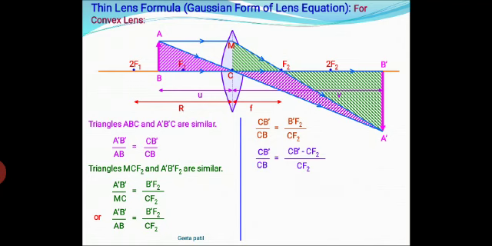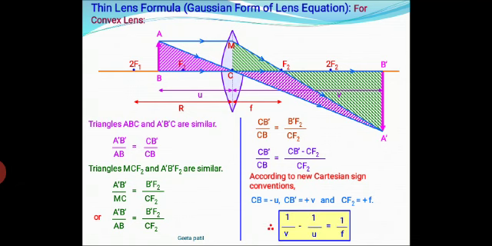We can write B'F2 in the form of CB' and CF2 as B'F2 is equal to CB' minus CF2. Therefore, our equation will become CB' by CB is equal to CB' minus CF2 by CF2. According to new Cartesian sign convention, CB is equal to minus U, CB' is equal to plus V, and CF2 is equal to plus F. Therefore, the above equation will become 1 by V minus 1 by U is equal to 1 by F.